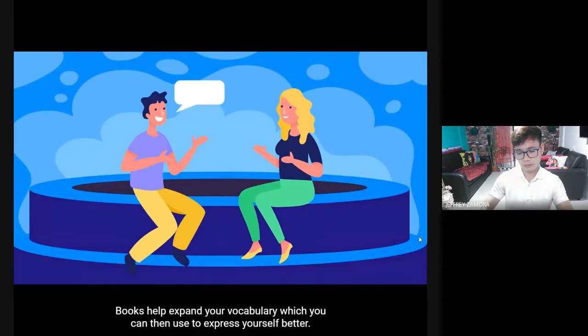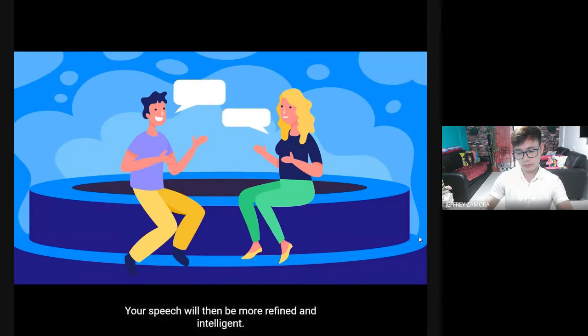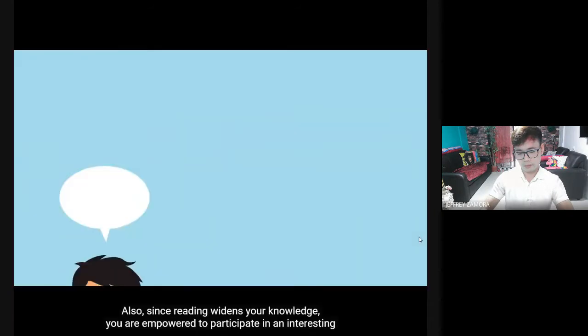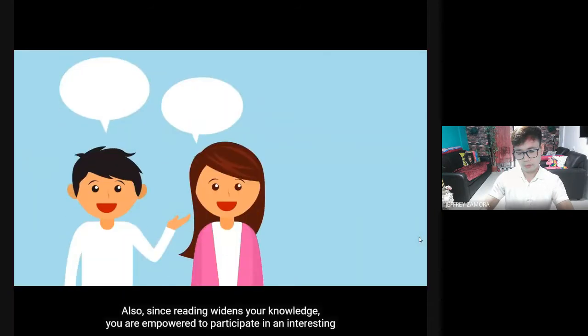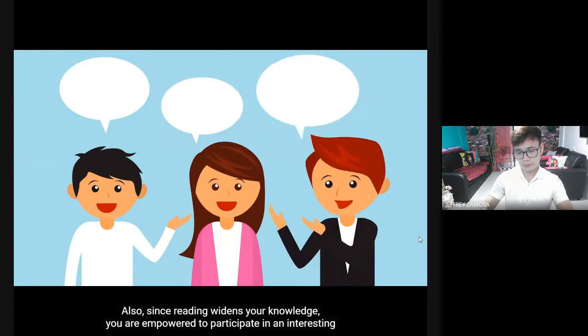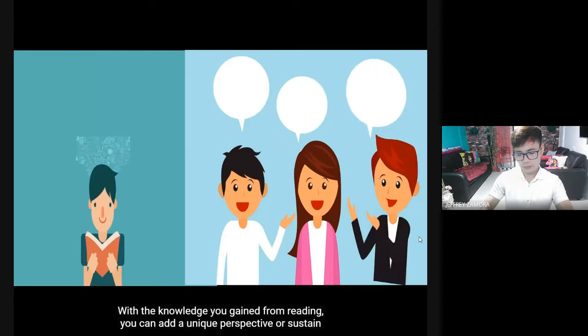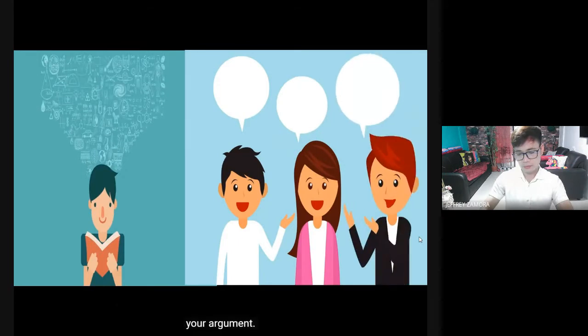Books help expand your vocabulary, which you can then use to express yourself better. Your speech will then be more refined and intelligent. Also, since reading widens your knowledge, you are empowered to participate in an interesting conversation. With the knowledge you gain from reading, you can add a unique perspective or sustain your argument.